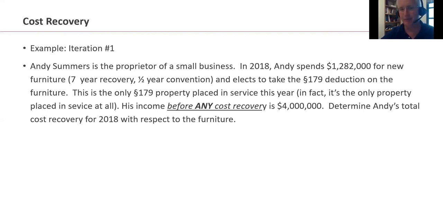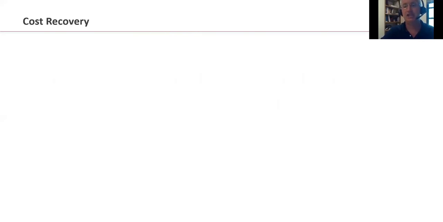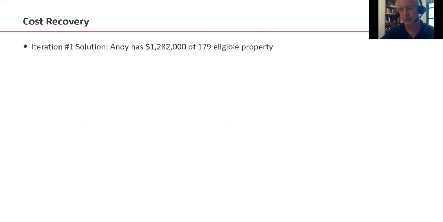His income before any cost recovery at all is $4 million. So we need to determine how much of this cost recovery Andy can take under 179 and then under any other form of cost recovery that's available to him. Okay, let's start the solution. So we know that Andy has $1.282 million of 179 eligible property. It happens to be his only property.